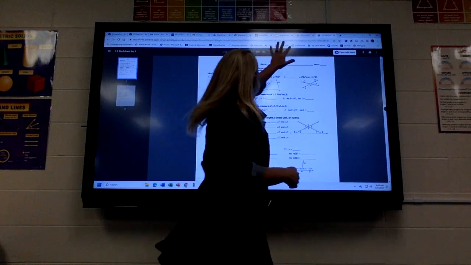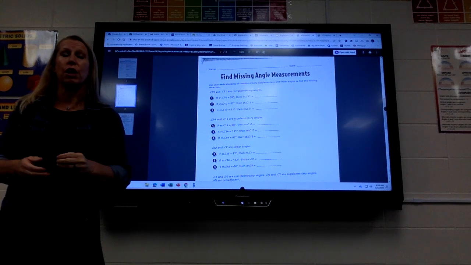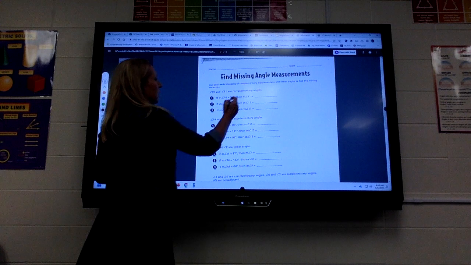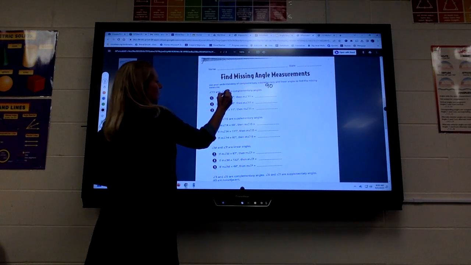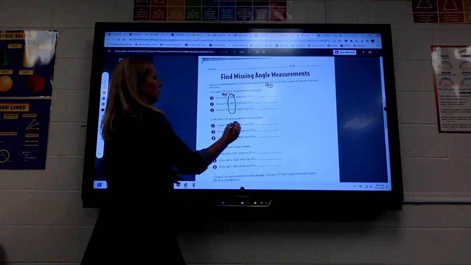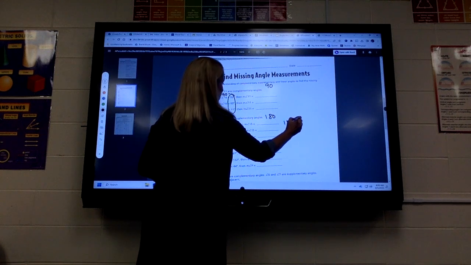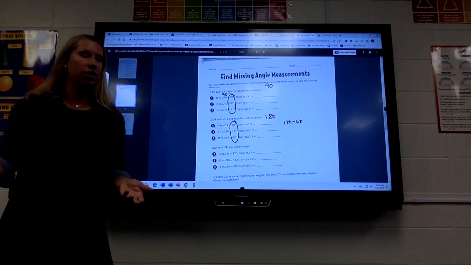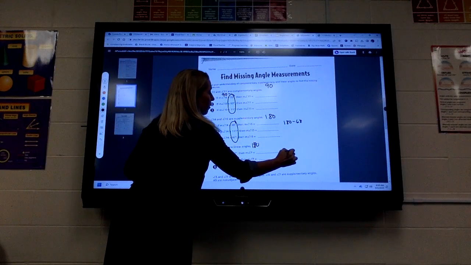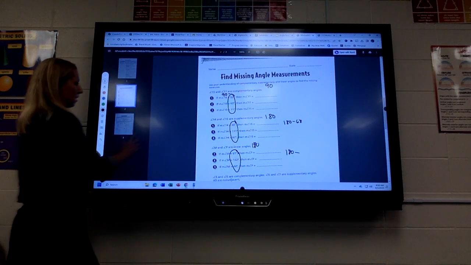maybe a little bit on this side. Make sure you know that complementary angles add to 90. So on that first section, these add to 90. So you would do 90 minus whatever angle that you're given. Supplementary angles add to 180. So 180 minus whatever angle that you're given. Linear pair adds to 180. So again, 180 minus whatever angle.